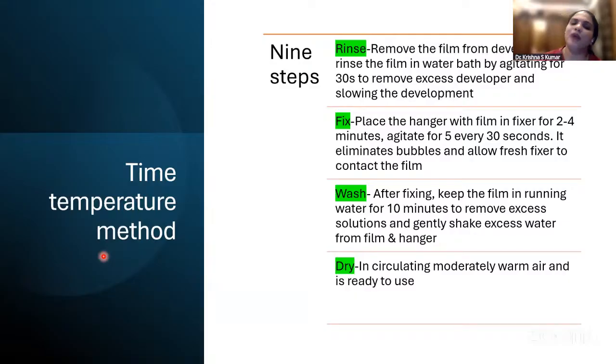Later, you have to wash it in running water for 10 minutes to remove any sort of silver thiosulfate compounds and gently shake off the excess water. And then you can keep the film in a dryer in a circulating moderately warm air. And after drying, the film is ready to use.